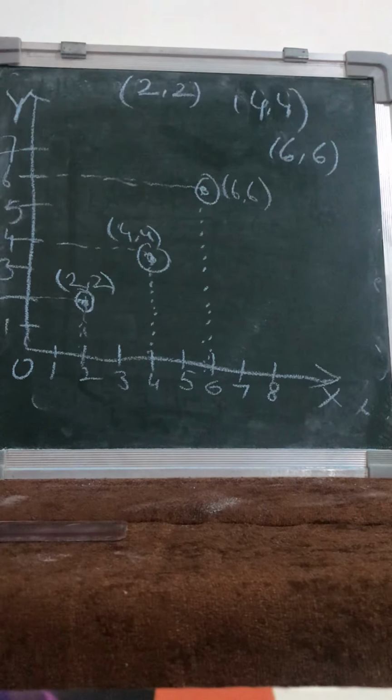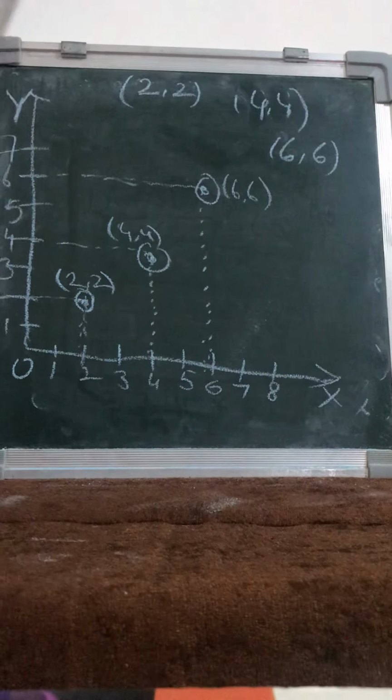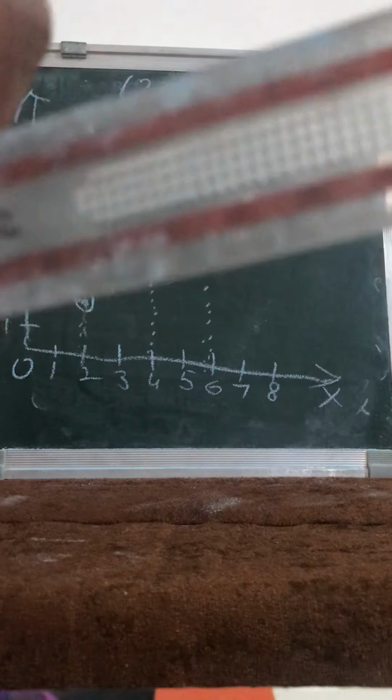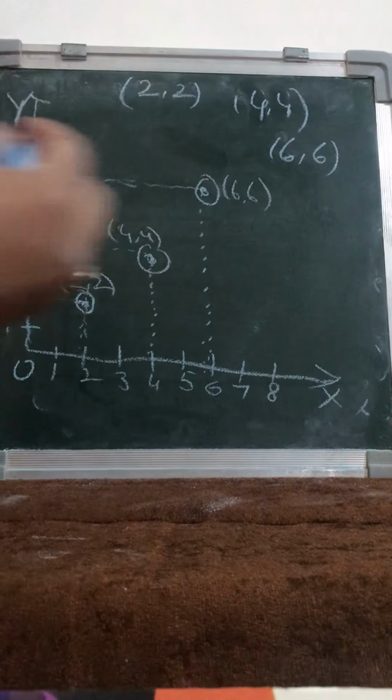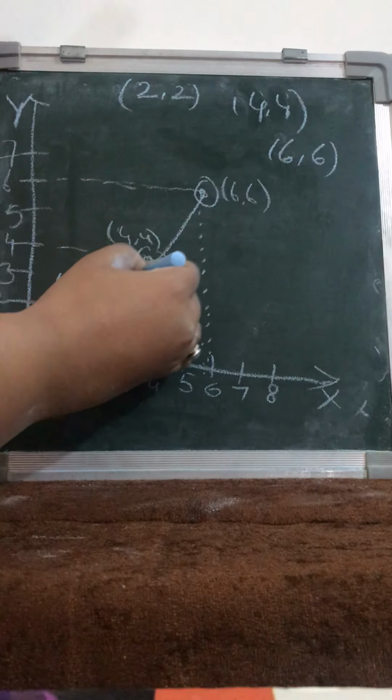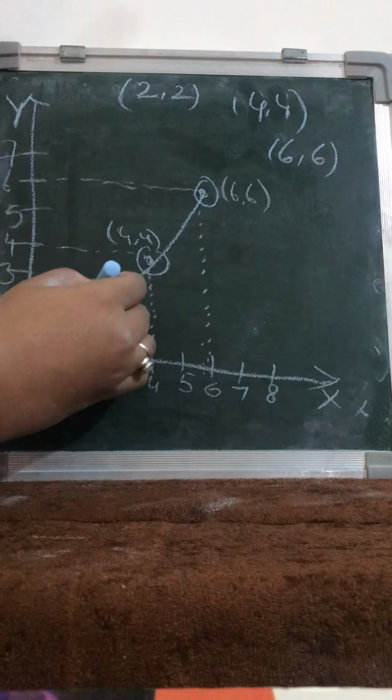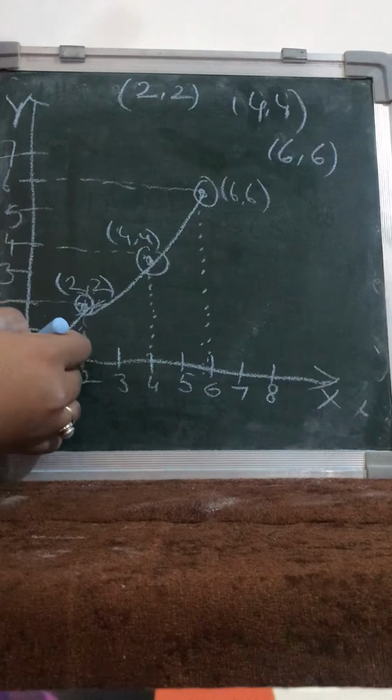Now children, in the question it is given that we have to join the points and also check whether they pass through the origin or not. So what you have to do is take your scale in your hand, as you can see my scale. You have to join these points with a scale only, and then it will be a straight line, and then you have to extend it so that it passes through the origin.